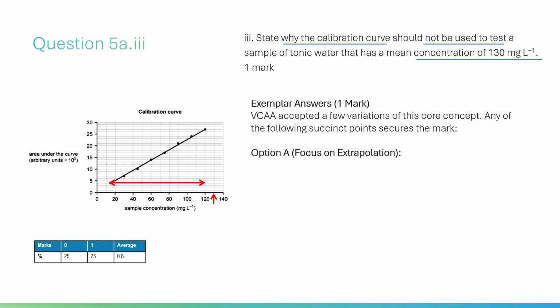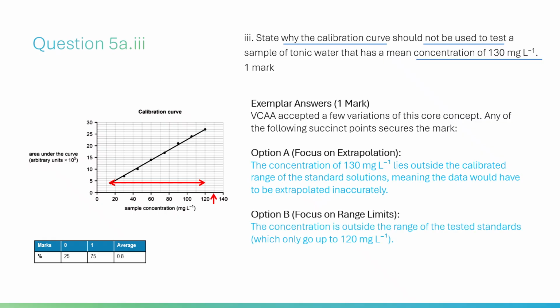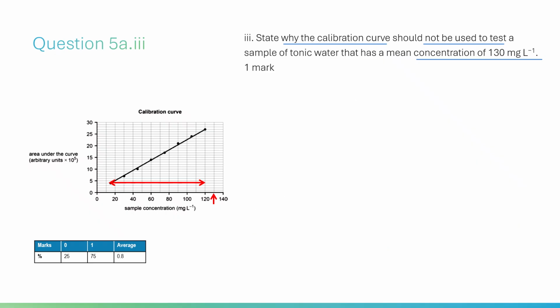Option A. Focus on extrapolation. The concentration of 130 mg L^-1 lies outside the calibrated range of the standard solutions, meaning the data would have to be extrapolated inaccurately. Option B. Focus on range limits. The concentration is outside the range of the tested standards, which only go up to 120 mg L^-1.